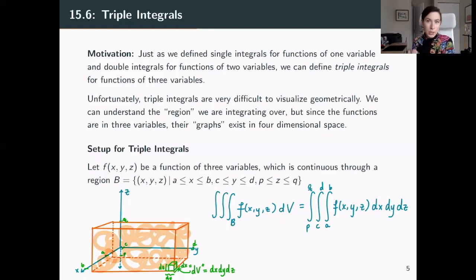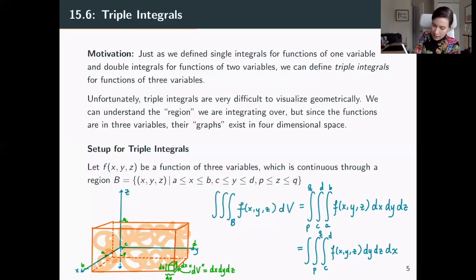Fubini's theorem holds for triple integrals. So we can also have the triple integral of f of x, y, z, starting off with, say, dy, dz, and dx, with y varying between c and d, z between p and q, and x between a and b. Here we apply Fubini's theorem to give us this equivalence.